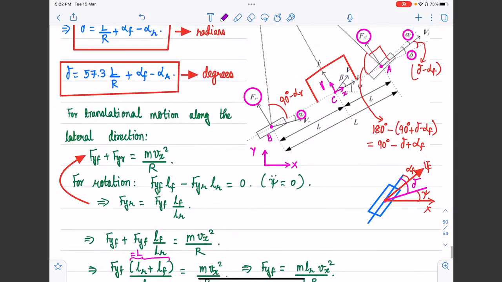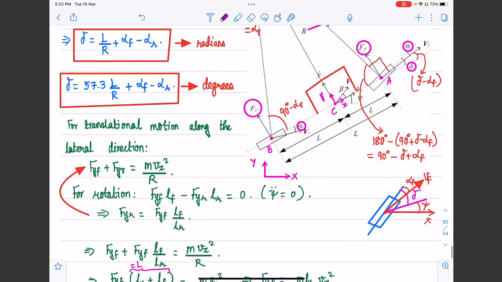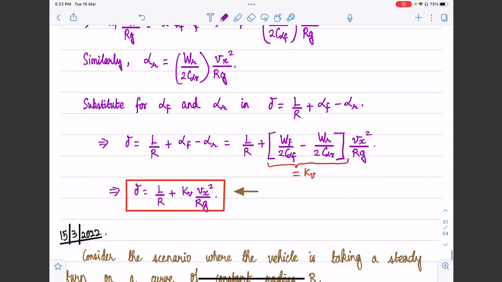So if I go up, what is this delta? Delta is L by R plus alpha F minus alpha R, right? Let me write that. Okay, it's here, right? So we can immediately see that we have this equation, delta is equal to L by R plus alpha F minus alpha R. So this equation is already available to us. If I equate those two equations, alpha F minus alpha R is in fact equal to KV Vx squared by Rg, right? So that's what we have processed.